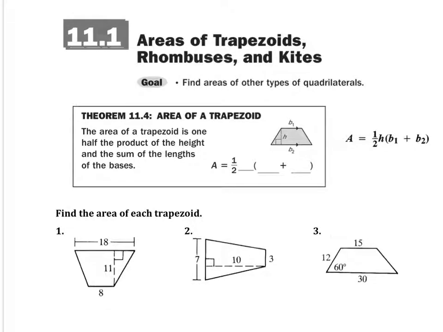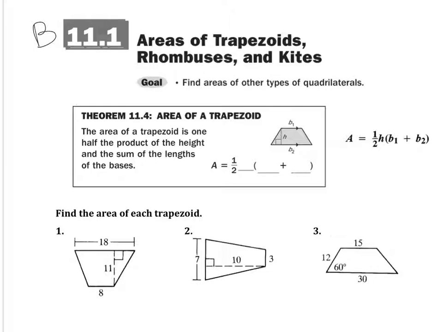Okay, this is 11.1, Part B, areas of trapezoids, rhombuses, and kites. So, area of a trapezoid. First off, keep in mind that a trapezoid has two bases.